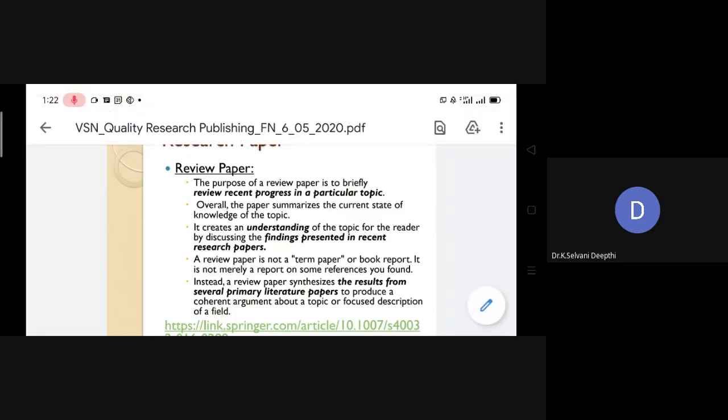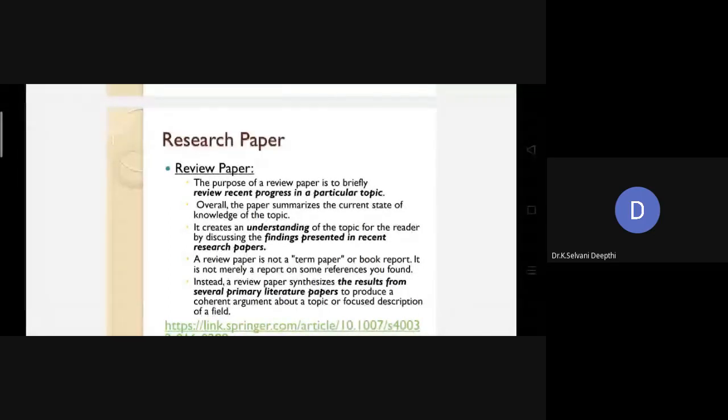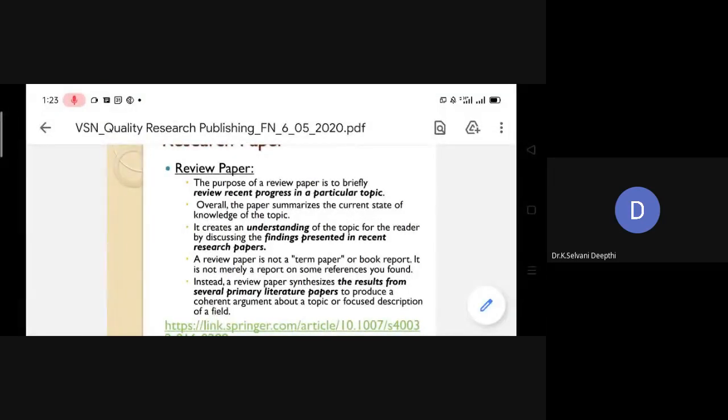After that, at the end of this presentation, I will share a paper, if possible, a review paper that addresses healthcare through IoT. So what are the applications? I will share that later. Then I will explain about that. So that is about review paper.